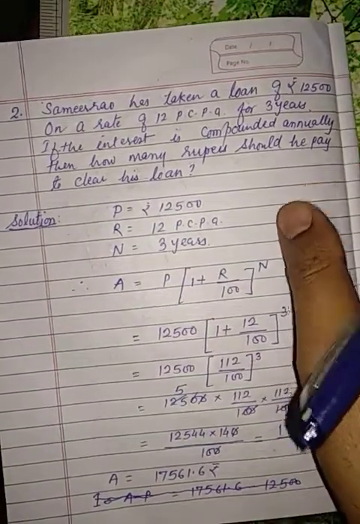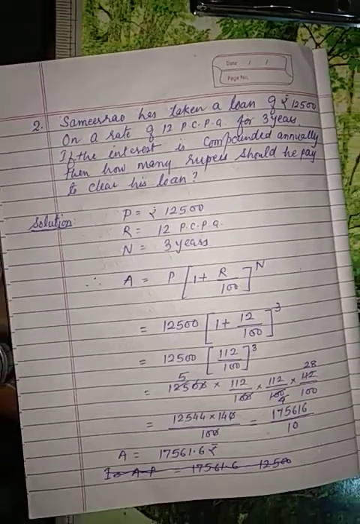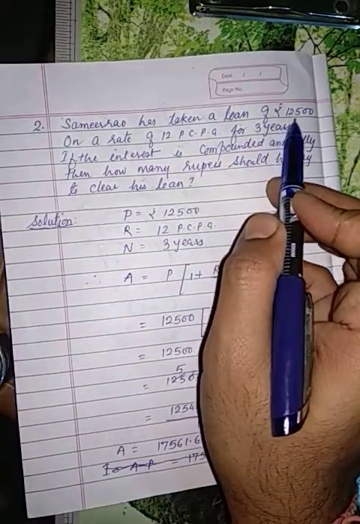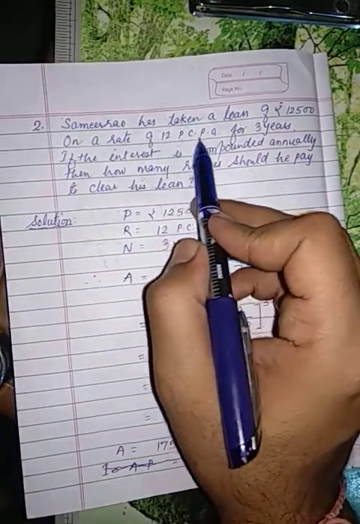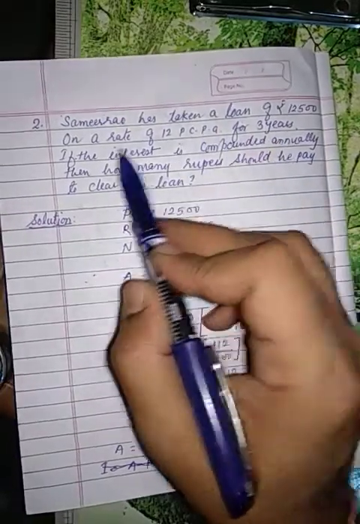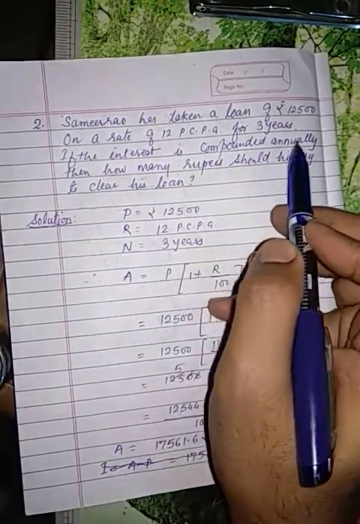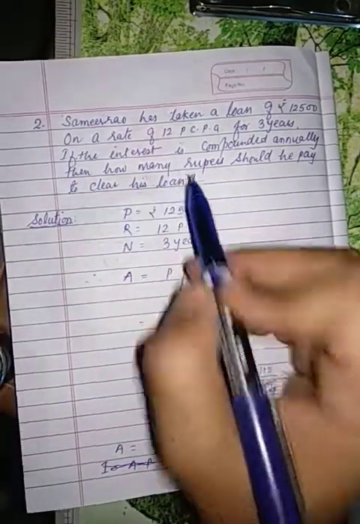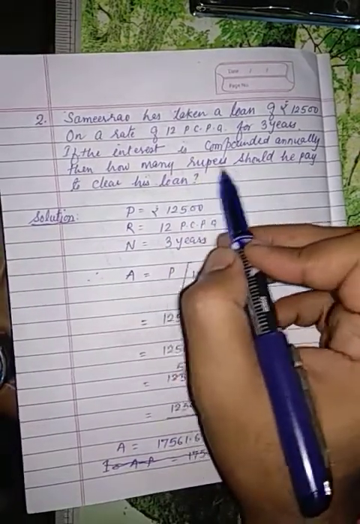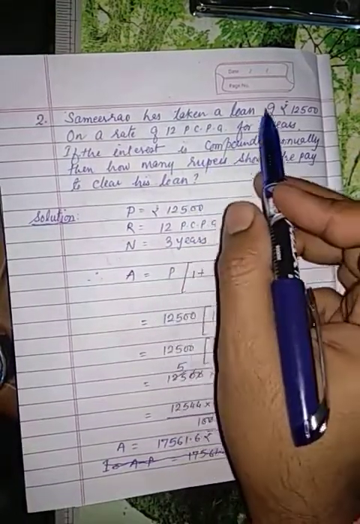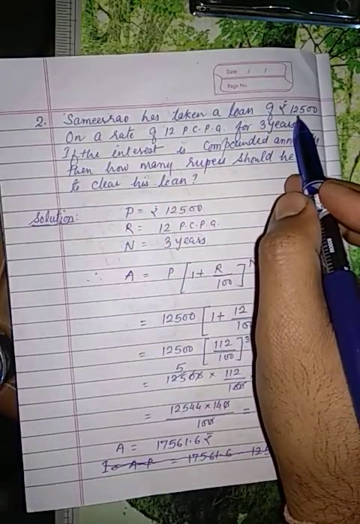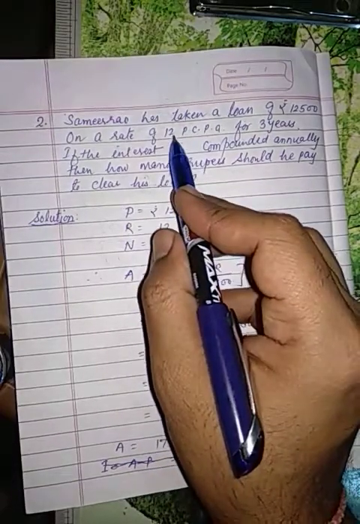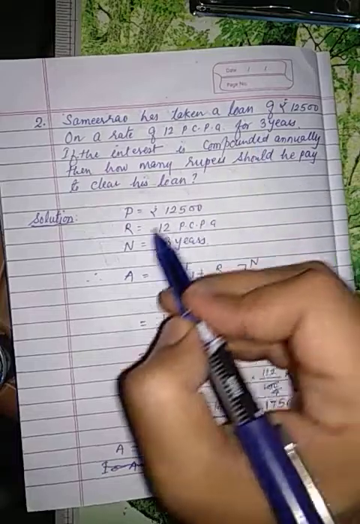Students, now we will see word problems based on the concept of compound interest. Samir Rao has taken a loan of rupees 12,500 at a rate of 12 PCPA for 3 years. If the interest is compounded annually, then how many rupees should he pay to clear his loan? That means the question is asked about amount. So first of all, write down the given data from the question. So loan taken is 12,500, so that is principal. Okay, rate is 12 PCPA, duration 3 years.